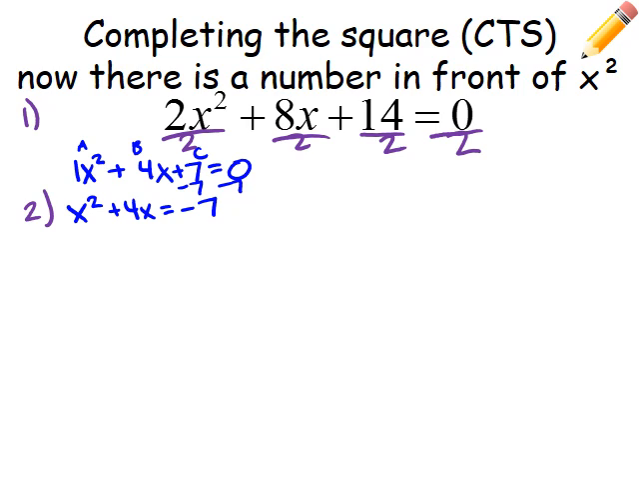Step 3 says complete the square on the left and add it to both sides. That means take your b value, divide it by 2, and square it. So in this particular problem, my b value is 4. I'm going to divide by 2 and square it. This leaves me with 4 divided by 2 is 2. 2 squared is 4. Take that 4 and add it to both sides.